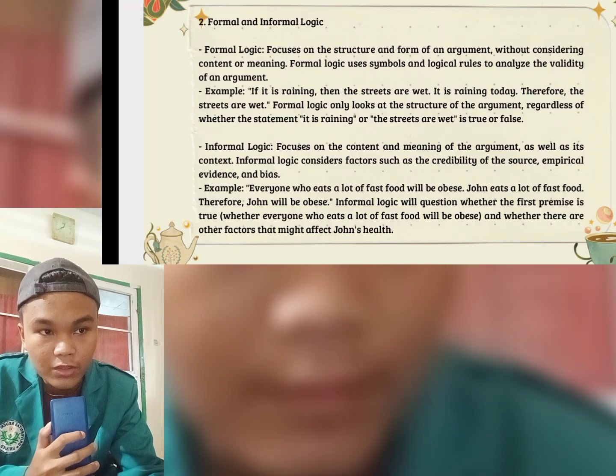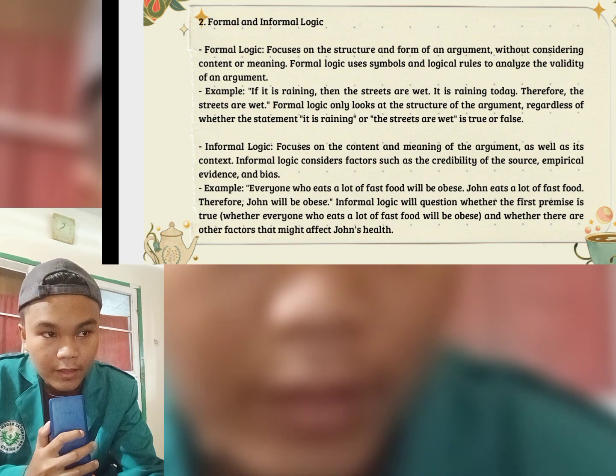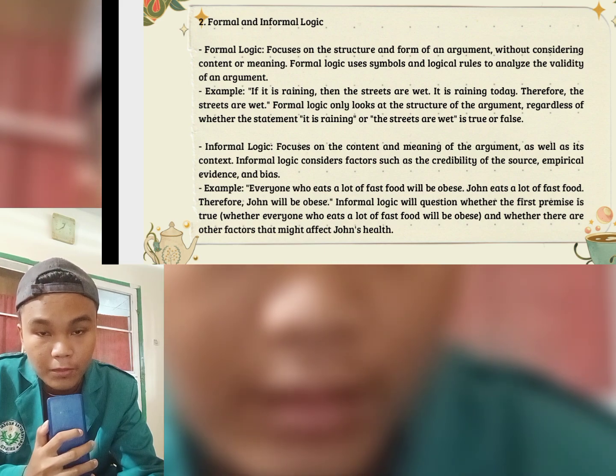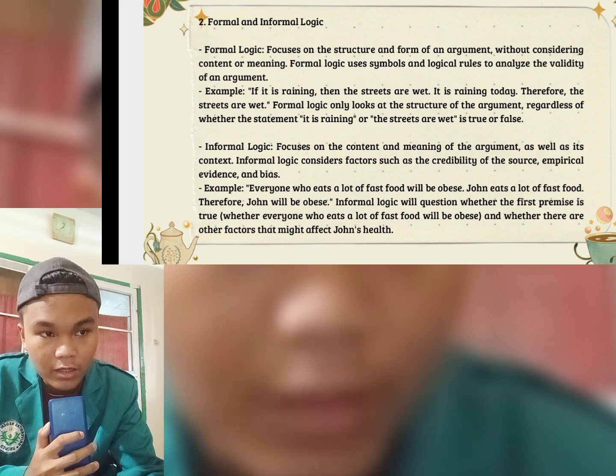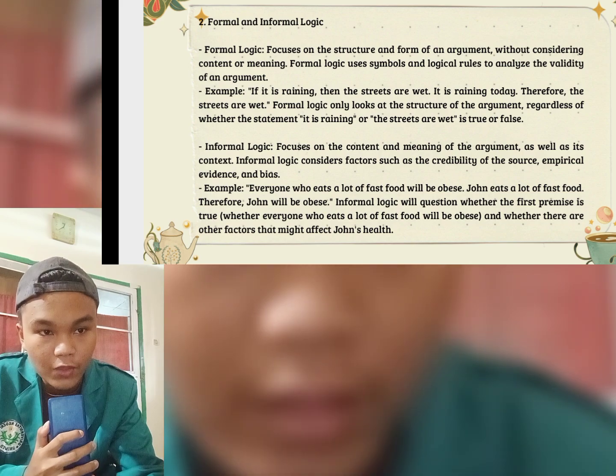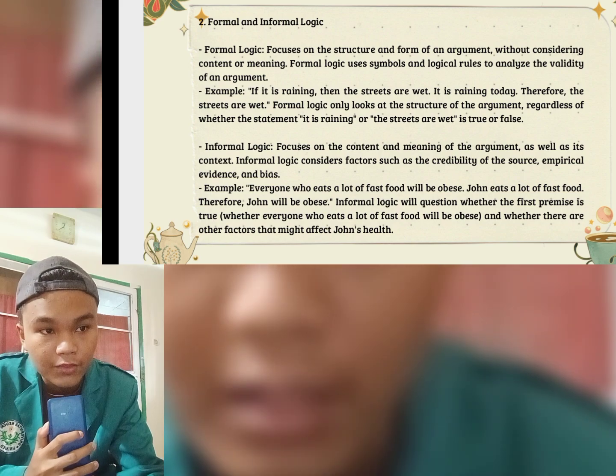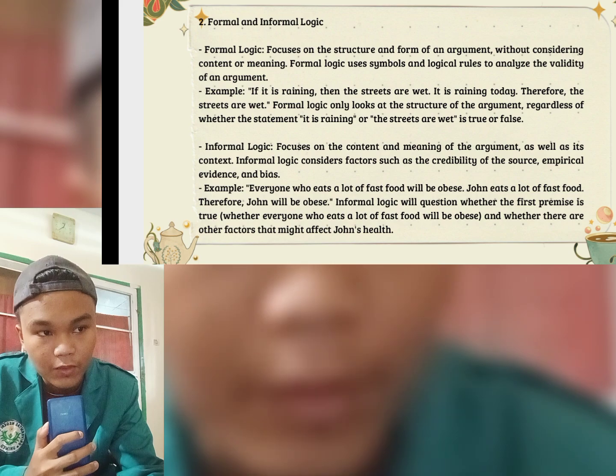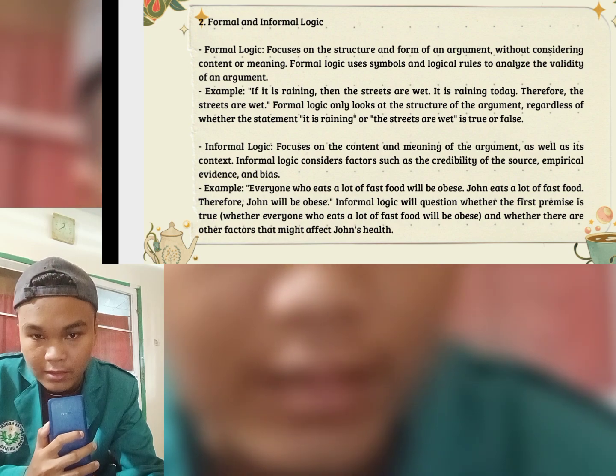And number two, formal and informal logic. Formal logic focuses on the structure and form of an argument without considering content or meaning. Formal logic uses symbols and logical rules to analyze the validity of an argument. Informal logic focuses on the content and meaning of the argument as well as its context. Informal logic considers factors such as credibility of the source, empirical evidence, and bias.